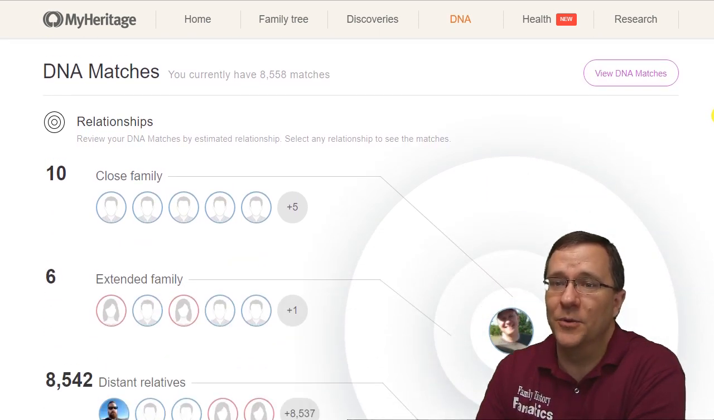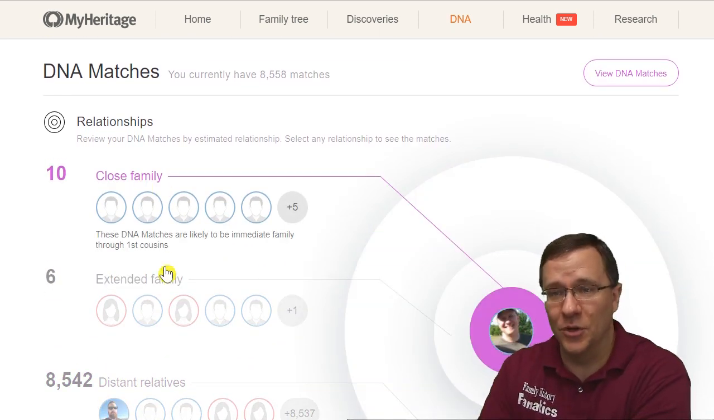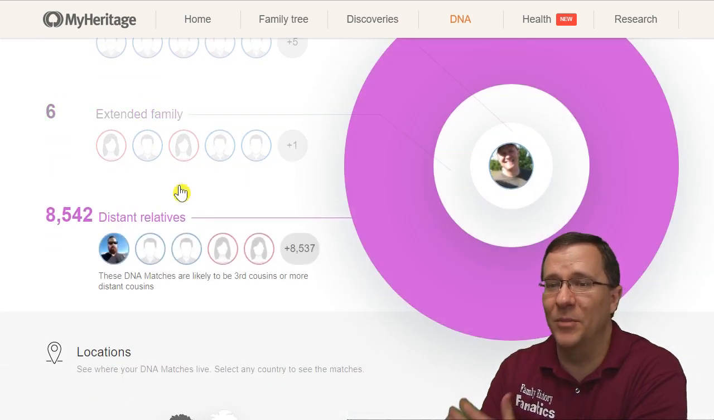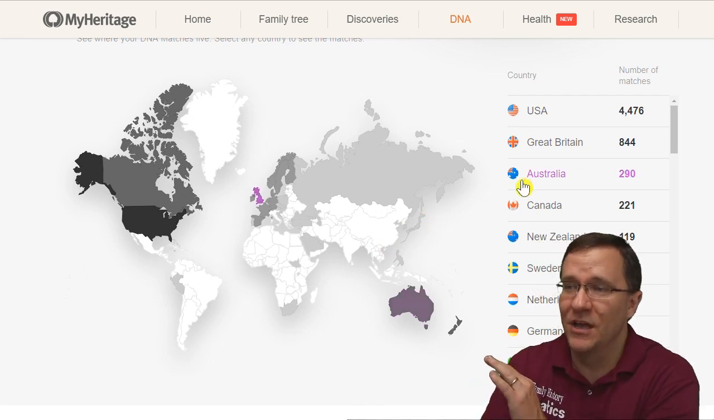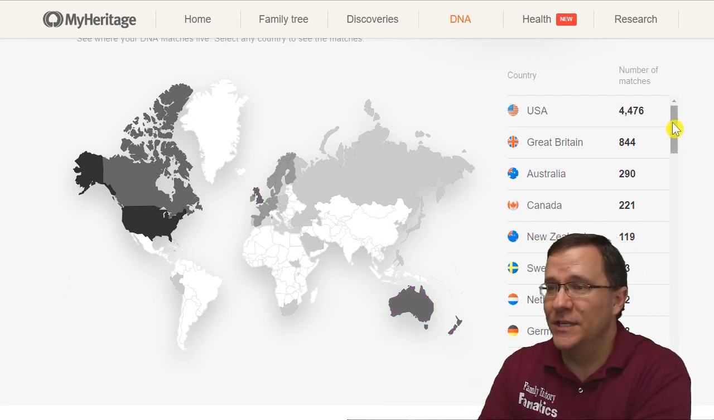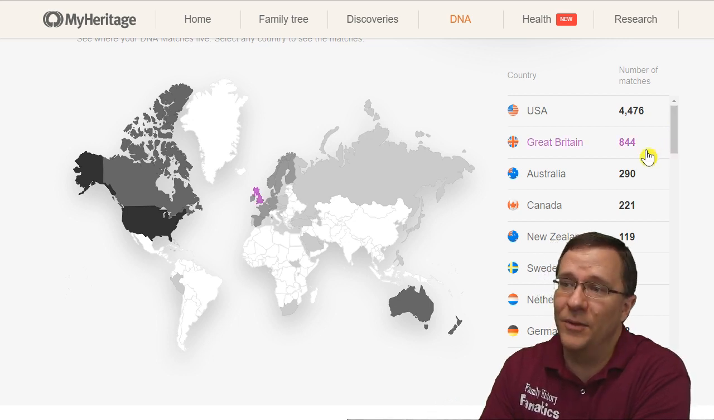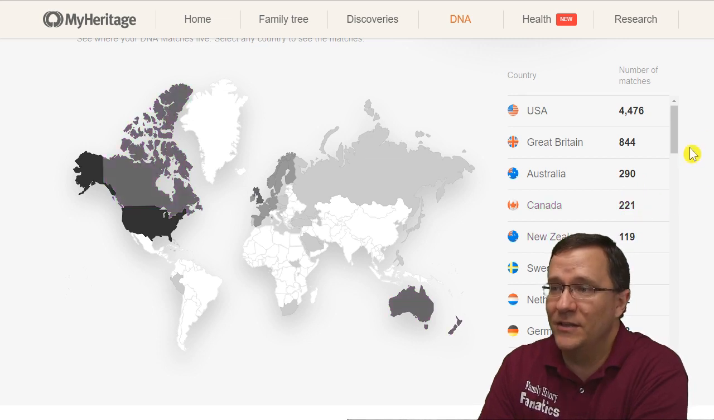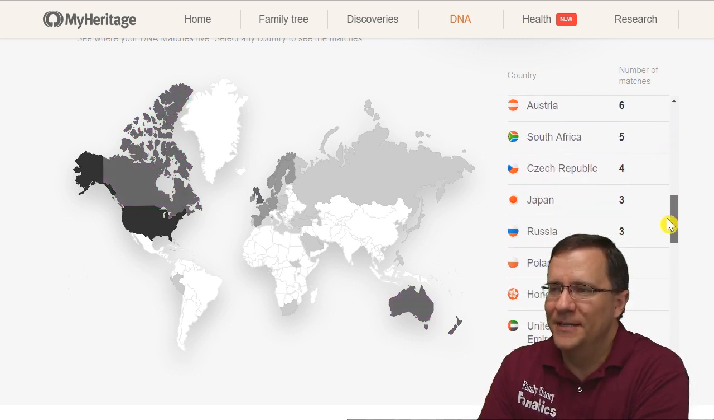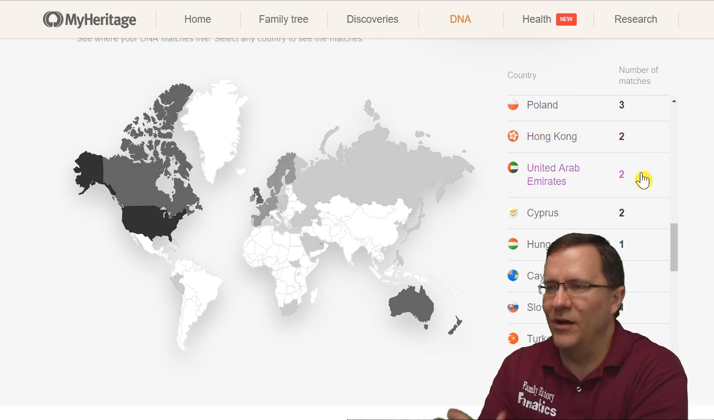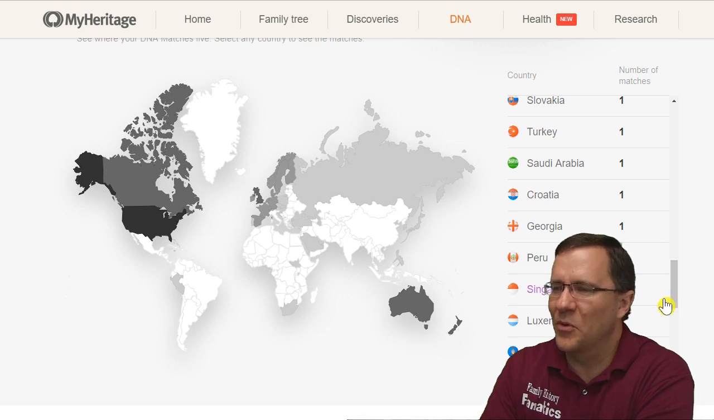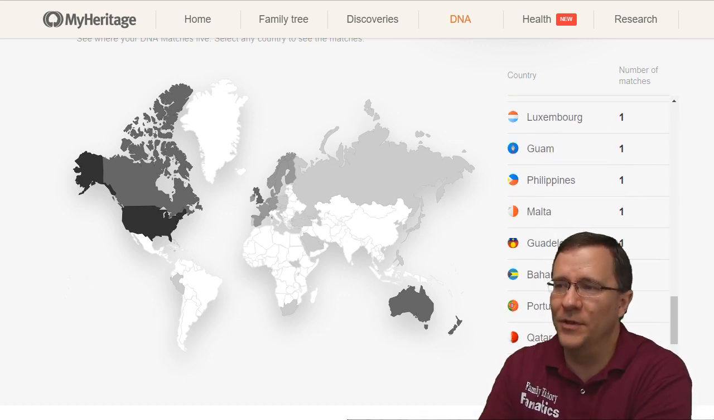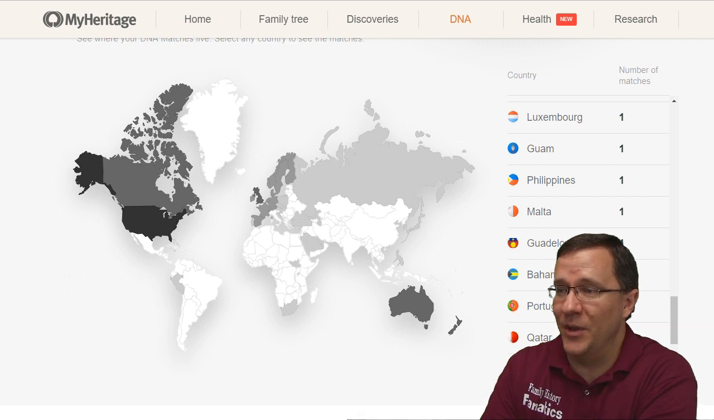Then there is going to be your DNA matches. How much of those are close family, how much are extended family, and how much might be distant relatives. It also shows you some locations of where those matches are. So you can see that, yeah, I've got a lot of my matches in the United States, but there's a fair amount in Great Britain and Australia and Canada and New Zealand as well. And then I have, scrolling down, some from Hong Kong or the United Arab Emirates, or even one from Turkey, one from Peru, one from Guam, all over the world that I share some amount of DNA with.